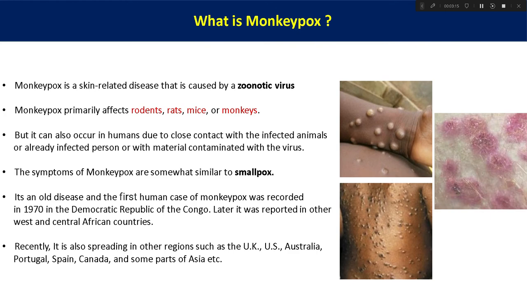Then from 1970, it later on spread to other West African or Central African countries. But recently, as we all know, it is spreading at a very alarming rate, and it has spread to other regions also, like UK, US, Australia, Portugal, Spain, Canada, and it's now also spreading in some parts of Asia.